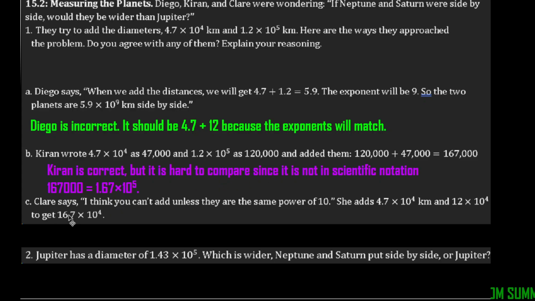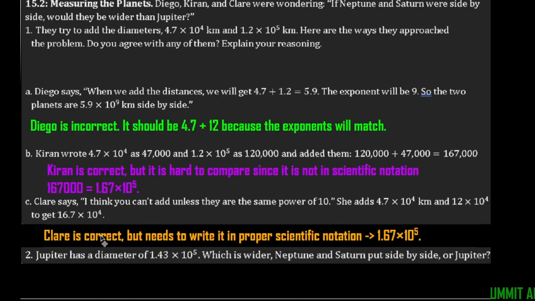And similar idea, it says Claire says, I think you can't add unless they are the same power of 10. So she adds 4.7 times 10 to the 4th power kilometers and 12 times 10 to the 4th power to get 16.7 times 10 to the fourth power. We're going to say for this one as well, Claire is correct, but needs to write in proper scientific notation. So we just wrote it as 1.67 times 10 to the fifth power. Again, that number attached to that times 10 has to be less than 10 and greater than or equal to 1.